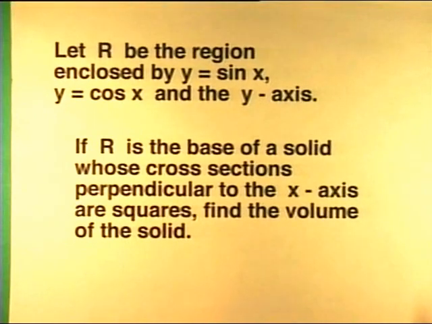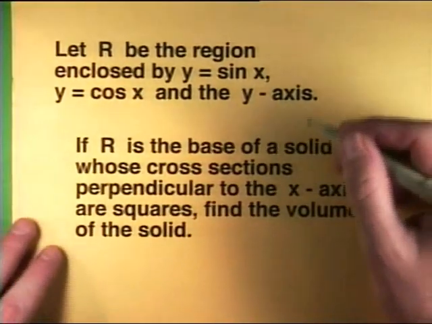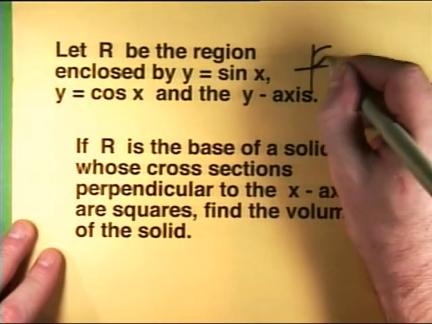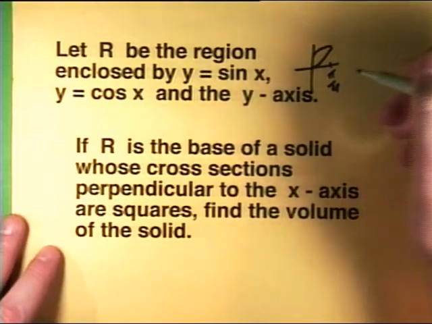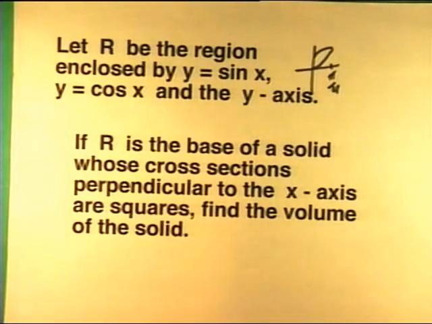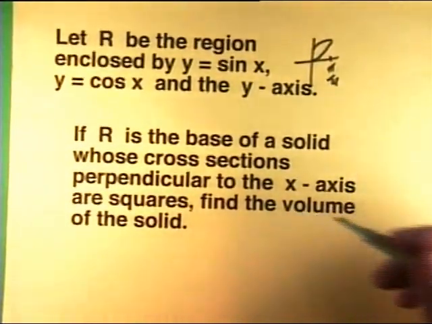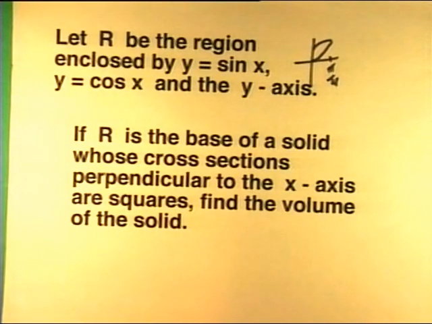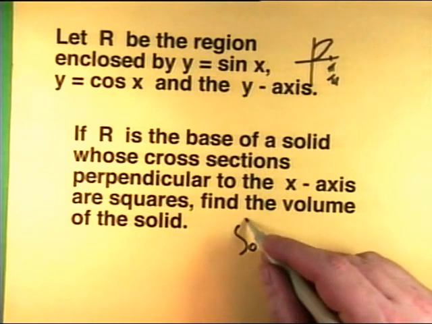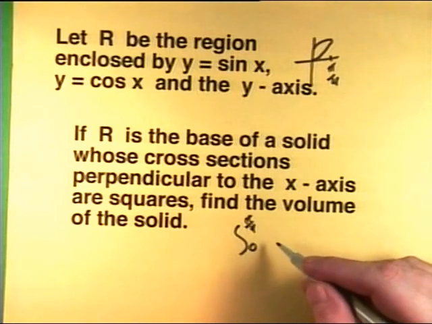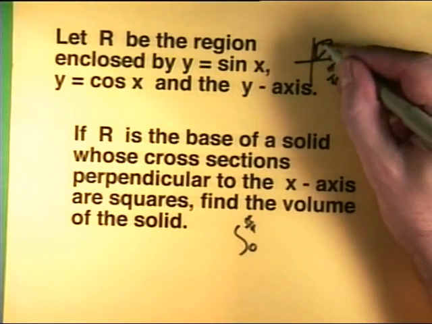Have you done volumes yet? Okay, let's try this. Same thing, sine of x and cosine of x. We've seen this before, and this is pi over 4. We want this, no rotation, where this is the base of a solid whose cross-sections perpendicular to the x-axis are squares. Find the volume of the solid. The area of a square is the side squared, right? So help me out. The integral from 0 to pi over 4 times... These are popping out right at you.